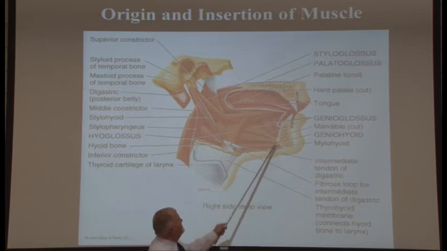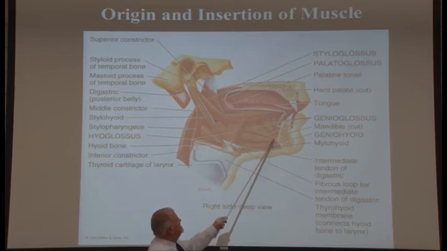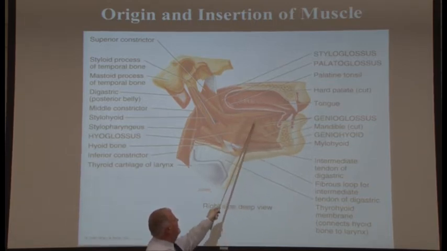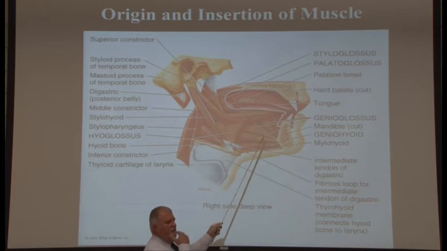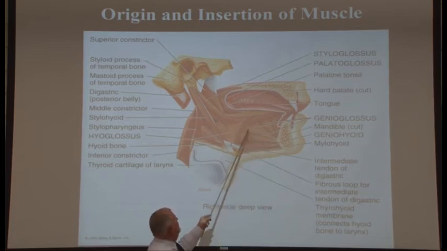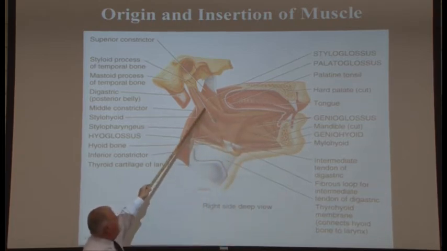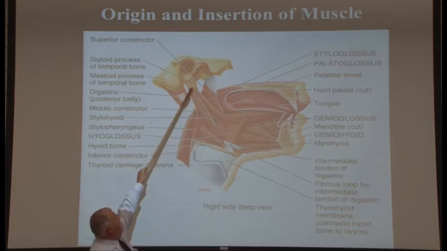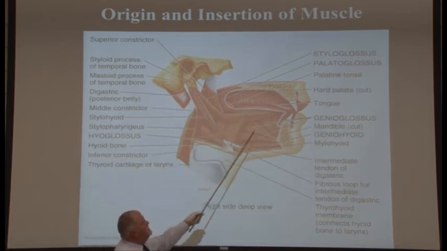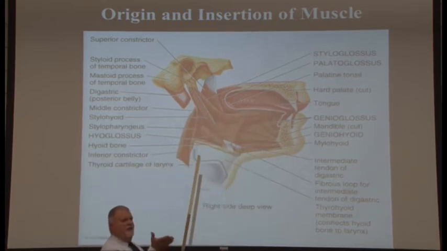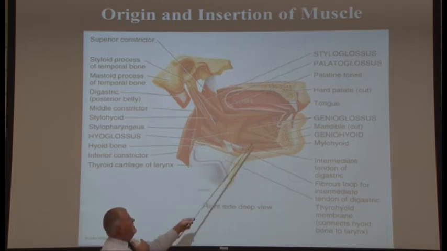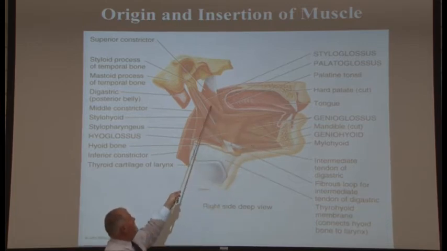So this bump right here is the genium on the inside of the mandible. Genioglossus is the muscle that goes off this and actually goes up to your tongue. And it would protract your tongue, and now you stick your tongue out. The muscle that would do the opposite is this one coming off the styloid process and going to the tongue. So it's called styloglossus. And it retracts your tongue. So this one protracts, this one retracts your tongue.